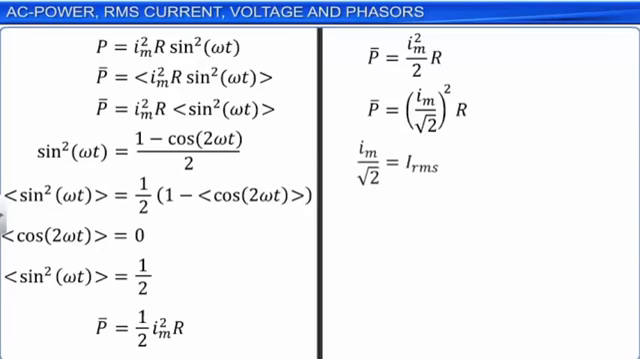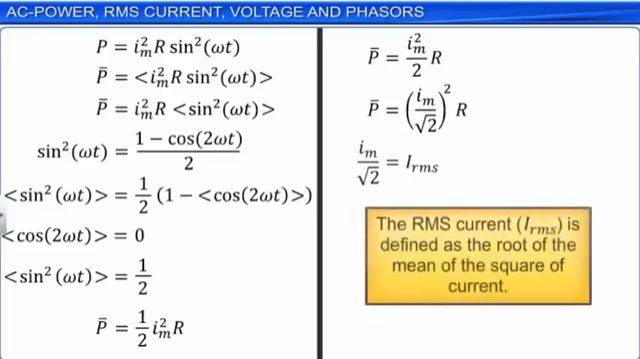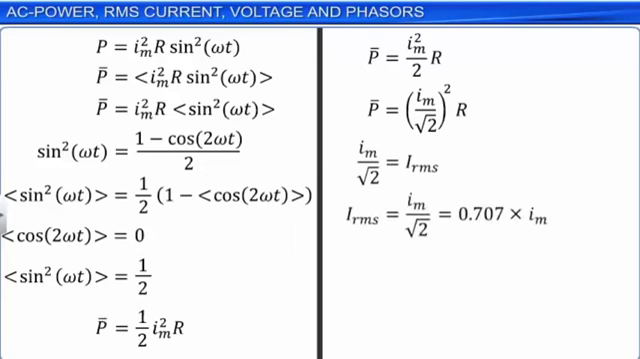In short, RMS current, denoted by IRMS, or effective current, is defined as the root of the mean of the square of current. For a sinusoidal current, its value is 1 over √2 times, or 0.707 times, the amplitude of the AC current, Im. The average power dissipated by any form of AC current in a resistor is IRMS square R.